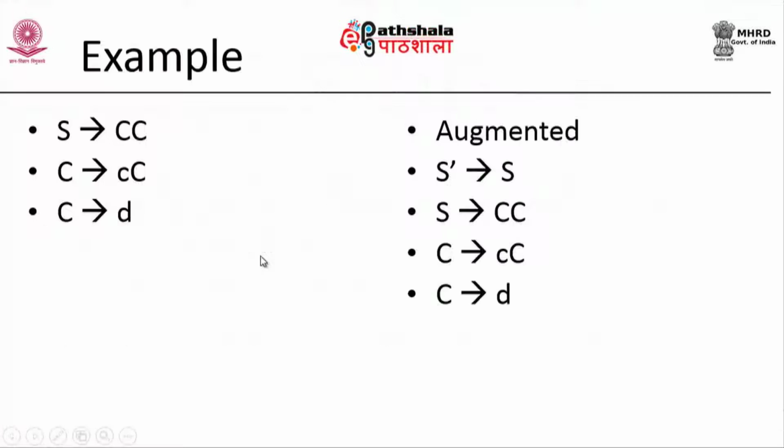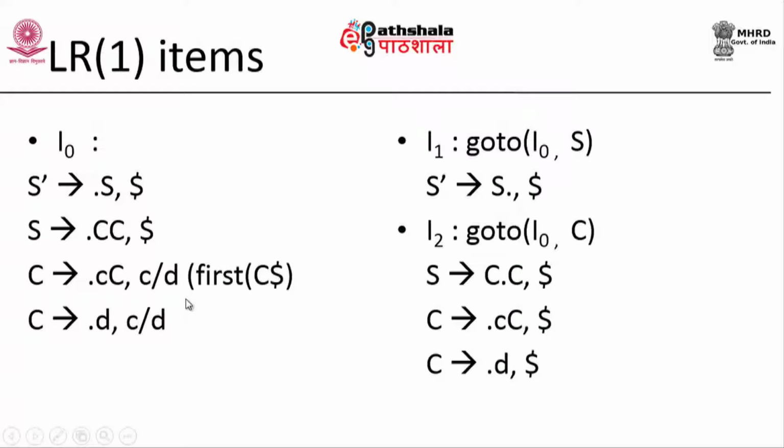So, let us say that you have the grammar S produces capital C, C produces C capital C and C produces D. Let us say the augmented grammar will be S dash produces S, S produces C C and C produces small c capital C and C produces D. So, the same grammar is added with the initial production alone being different. So, I naught will start with S dash produces dot S with a dollar at the end.